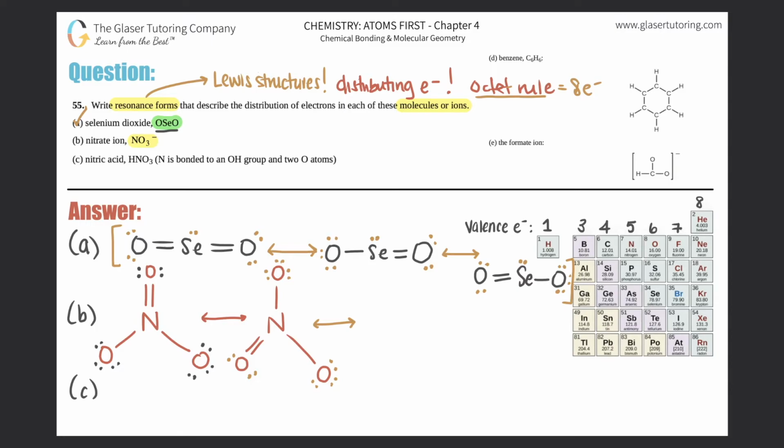And I have to draw another line, and then we say N. This one will keep the single bond. This one will now have the single bond, and we'll throw the double bond over here. And now we just have to satisfy the octet rule.